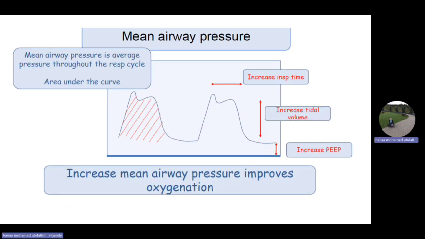The mean airway pressure, which is automatically measured in most of the ventilators, is the area under the curve of the pressure curve. So increasing the inspiratory time, increasing the tidal volume, and increasing the PEEP will all lead to improving oxygenation. This is what we do in patients with ARDS.